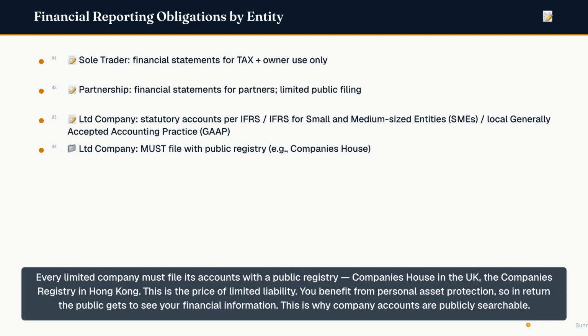Every limited company must file its accounts with a public registry: Companies House in the UK, the Companies Registry in Hong Kong. This is the price of limited liability. You benefit from personal asset protection, so in return the public gets to see your financial information. This is why company accounts are publicly searchable.